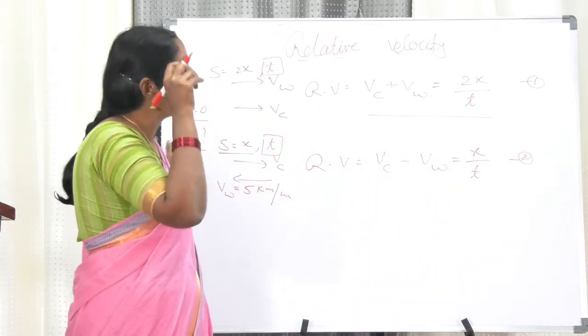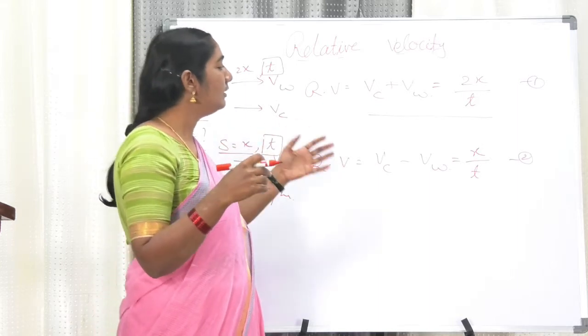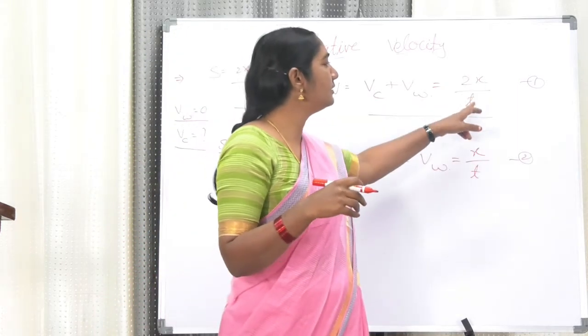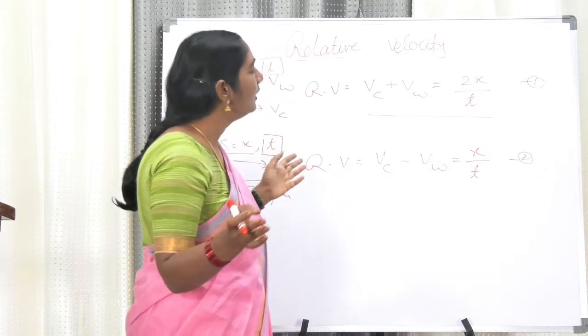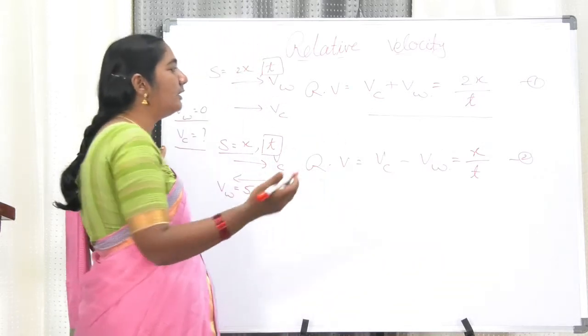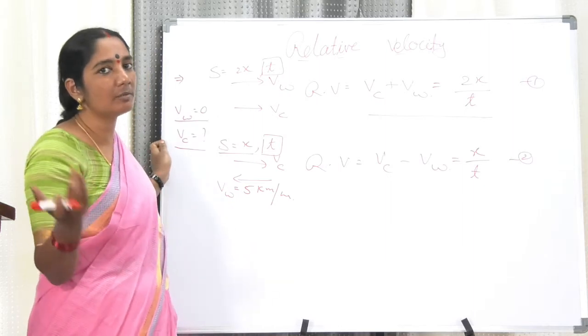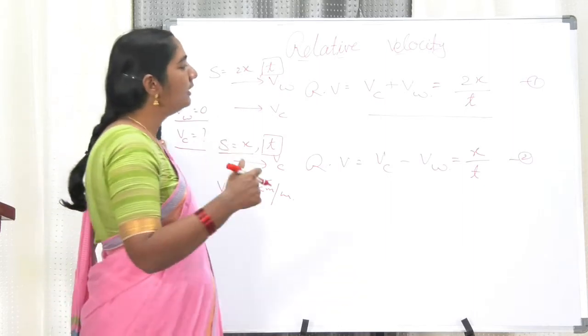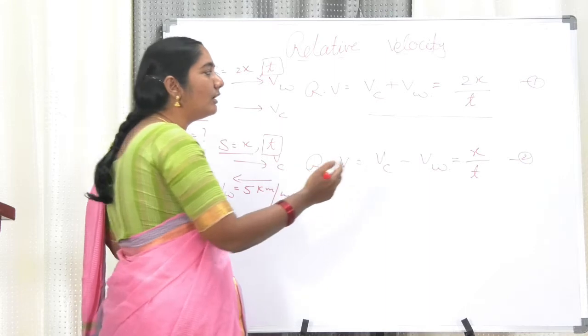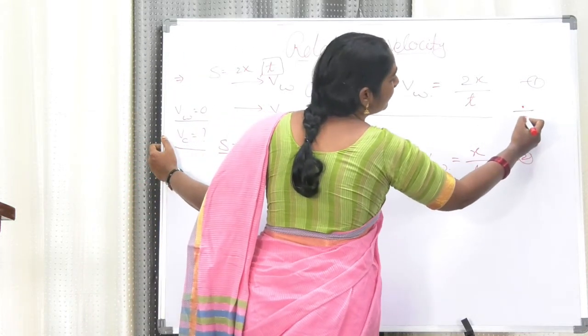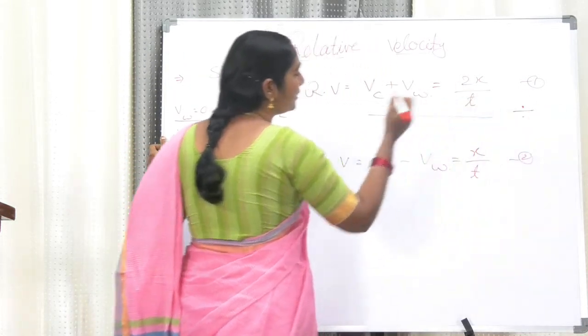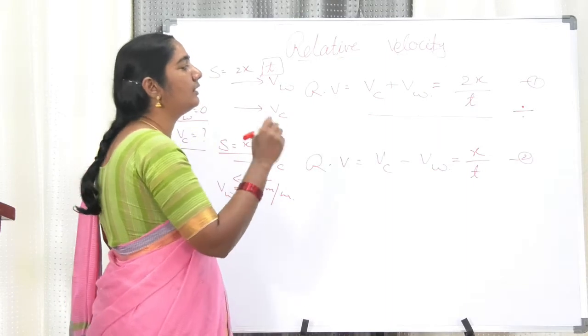Yesterday we have seen that this is x and this is t. These are the two variables. We want to eliminate them. To eliminate them, you can take addition, multiplication, division, subtraction, or any operation. In this case also, let me go for division. I am dividing equation number 1 by equation number 2.